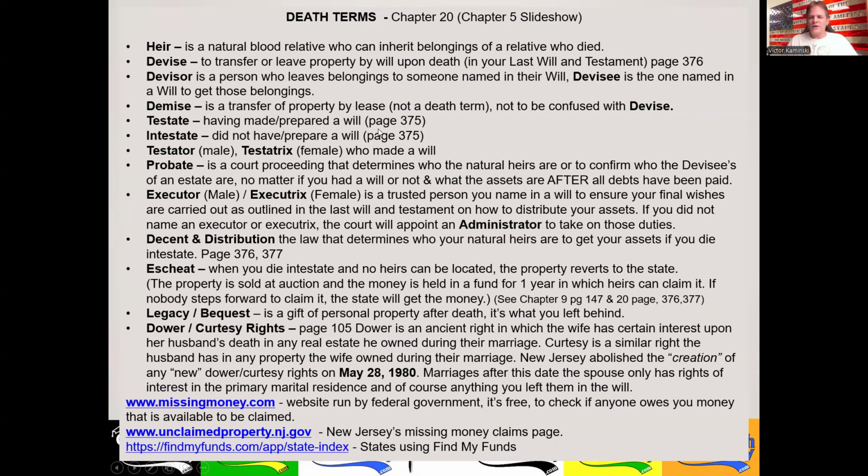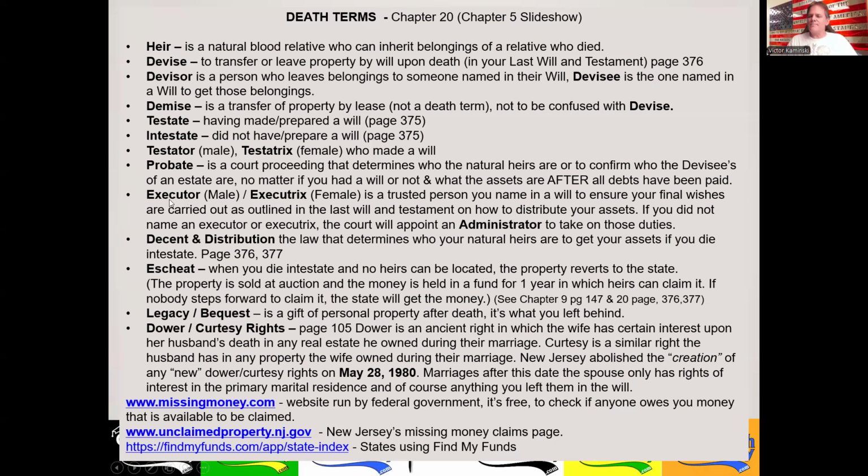Testate means you made a will. Intestate means you did not prepare a will. Testator is a man who makes a will, and testatrix is a woman who makes a will. Probate is a court proceeding that determines who the natural heirs are, or to determine who the devisees of an estate are, no matter if you had a will or not, and what the assets are after all debts have been paid that can be distributed.